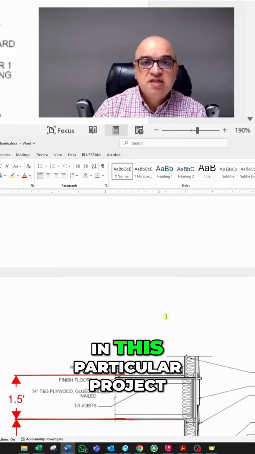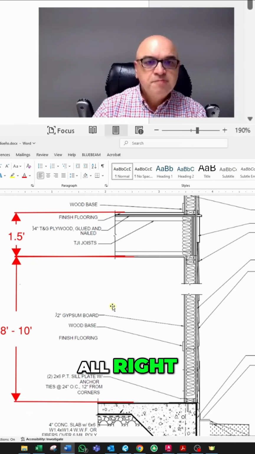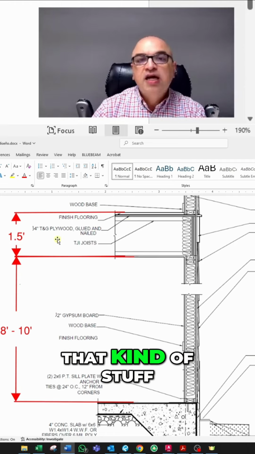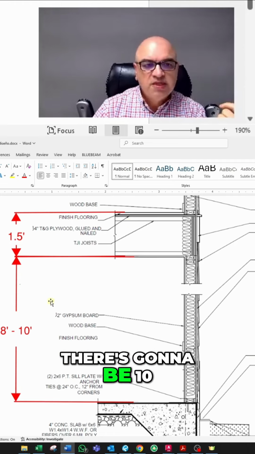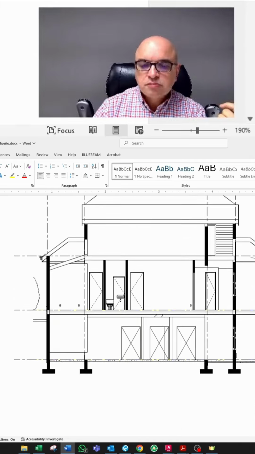So in this particular project, it's 10-foot ceilings, all right? And then 1.5 for the joist and the finished flooring and the plywood and all that kind of stuff. So in total, it's going to be 11.5. Excuse me, 10.5. Okay?